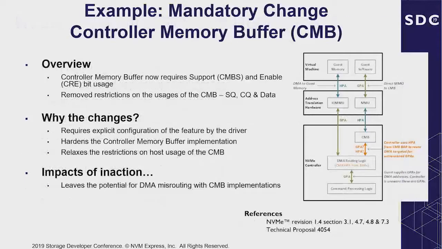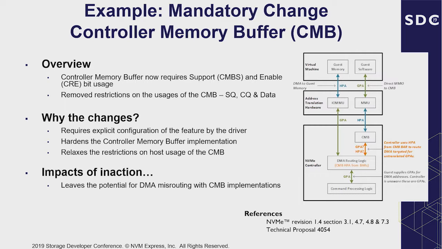Okay? So one of the things that we're going to do here today is dive in just a little bit to give some examples of what those changes are and how we've explained them on the website. This first one is about controller memory buffer. Controller memory buffer support has been there previously. It was introduced in the 1.3 specification, but what we did here is we hardened the implementation.